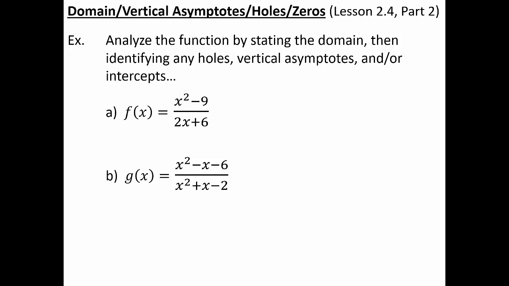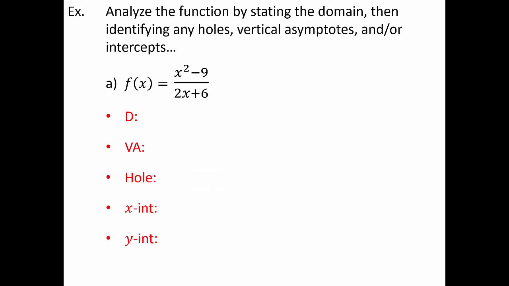All right, hopefully you either remembered how to do this or you went back and rewatched the lesson video for lesson 2.4 part 2. So we want to analyze the function by stating the domain, then identifying any holes, vertical asymptotes, and/or intercepts. So looking at the first one, x squared minus 9 over 2x plus 6. We're going to start by factoring everything out. The top is a difference of squares, x plus 3 times x minus 3, and on the bottom we can just pull out a 2 using the GCF method.